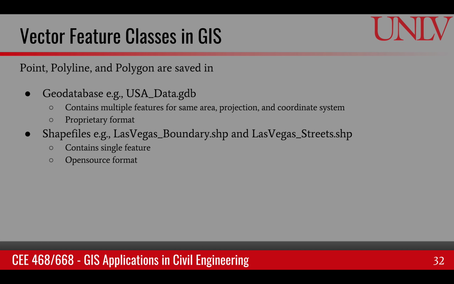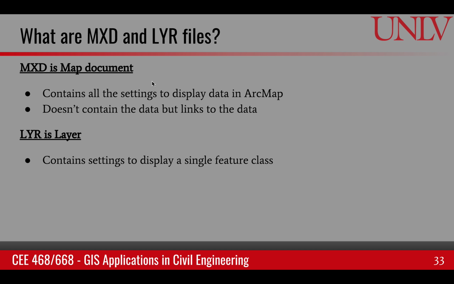But the main thing that you need to remember is that the data about feature classes is in geodatabase format or shapefile format. If you see any other file format, let's say MXD, map document, or a layer, know that it does not have these feature classes in it. It is something else. What is MXD and what is layer file?